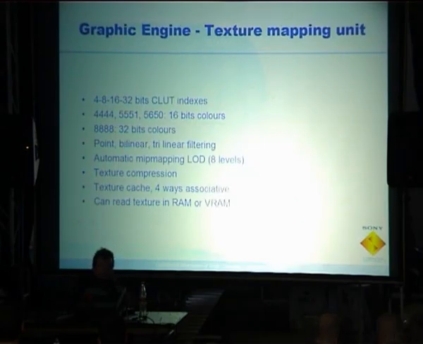The texture mapping unit supports 4, 8, 16 or 32-bit CLUT indices, the usual 16-bit color modes, and of course a 32-bit color mode as well. Point, linear and trilinear filtering is supported, automatic MIP mapping up to 8 levels deep, texture compression. It has a texture cache which is 4-way associative, and it can read textures from RAM or from VRAM. So if you think that 2 meg of VRAM is not enough, you can get all your data directly from normal main RAM.